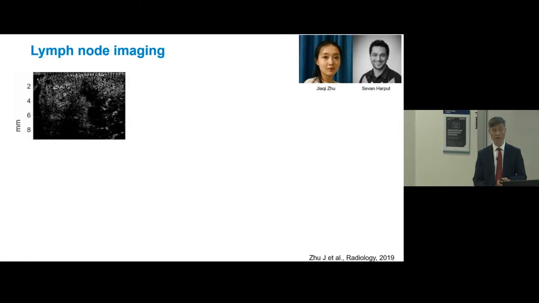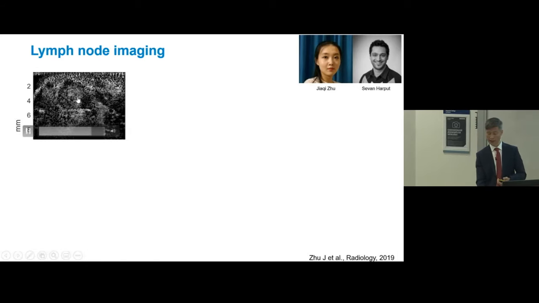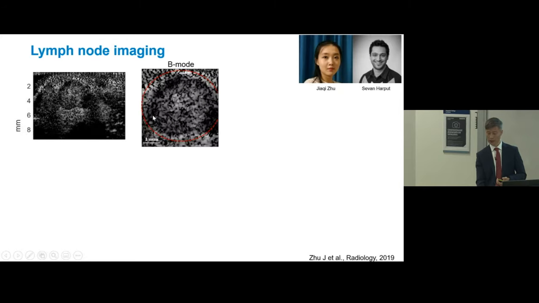This is lymph node imaging. Why are we interested in lymph nodes? The lymphatic system in the body is really a recycling system. It's really important, but it's also a very important route for cancer metastasis, so lots of cancer spreads through the lymph nodes. So we want to look at this lymph node. This is a rabbit lymph node, a healthy one. This is conventional imaging, where we just scan through 2D planes of the lymph node. This is the node, and this is what you can see in the zoom.